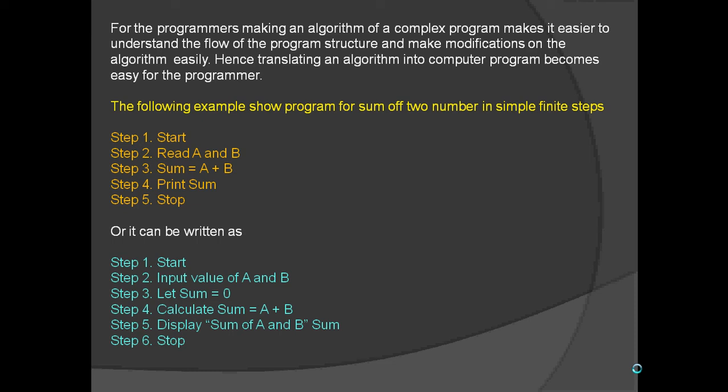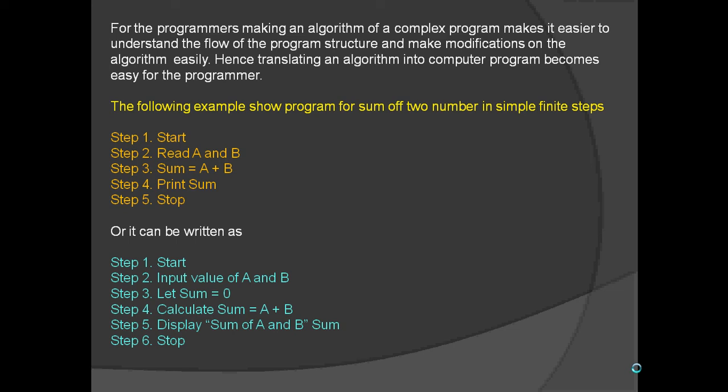Now it can also be written in a different way by a different programmer, such as this: step 1 start, step 2 input value of A and B, and then step 3 let sum equals 0. You can see that here it is even more explained. Sum equals 0, so sum is initialized to the value 0. Compared to the above algorithm, here sum is also declared and initialized.